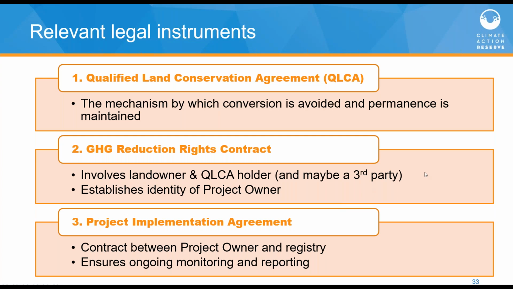Let's talk a bit about legal instruments. We've covered the Qualified Land Conservation Agreement. This is what is protecting the project area. The Greenhouse Gas Reduction Rights Contract, again, this needs to involve the landowner and the easement holder. It may also involve a third party, but whatever form that this agreement takes, this is what establishes the identity of the project owner. This could be language that is worked into the conservation easement.